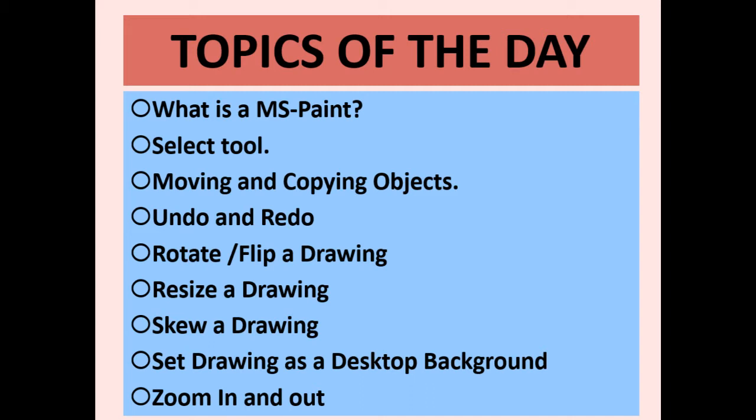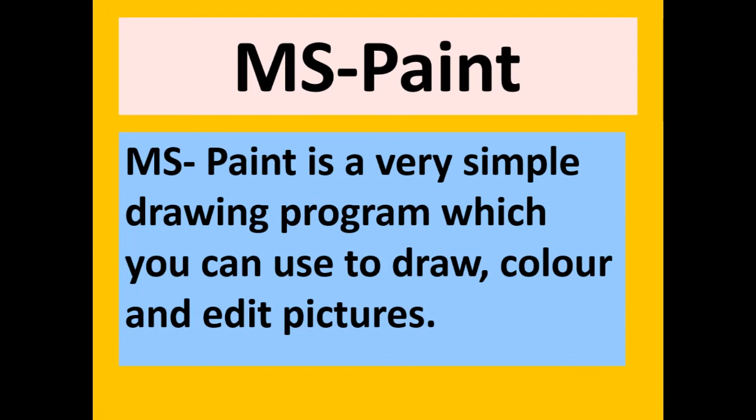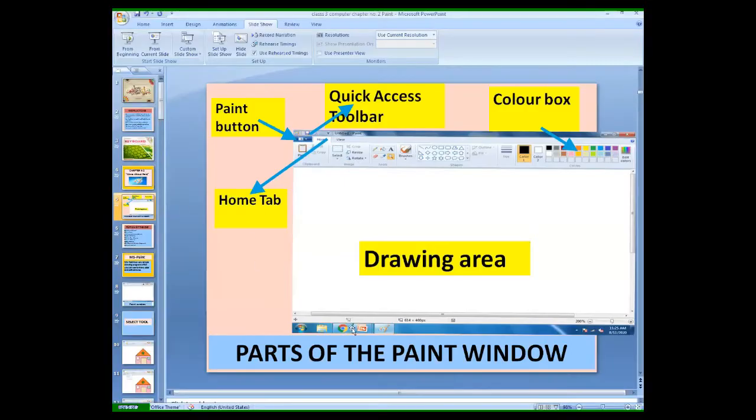First we discuss what is MS Paint. MS Paint is a very simple drawing program which you can use to draw, color and edit pictures. Now we learn what are the parts of the MS Paint window. In the previous class you learned about the parts of the Paint window. So we quickly revise them.